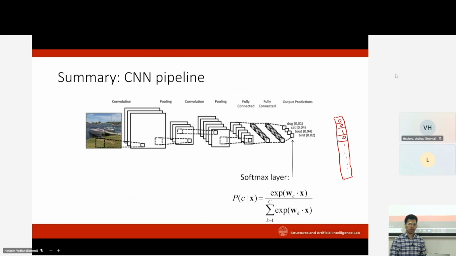Okay. And then I can force my network also to predict a probability distribution, right? So what are the criteria for something to be a probability distribution? It should sum to 1, and it should be all non-negative, right? And this softmax gives us one way to do that.